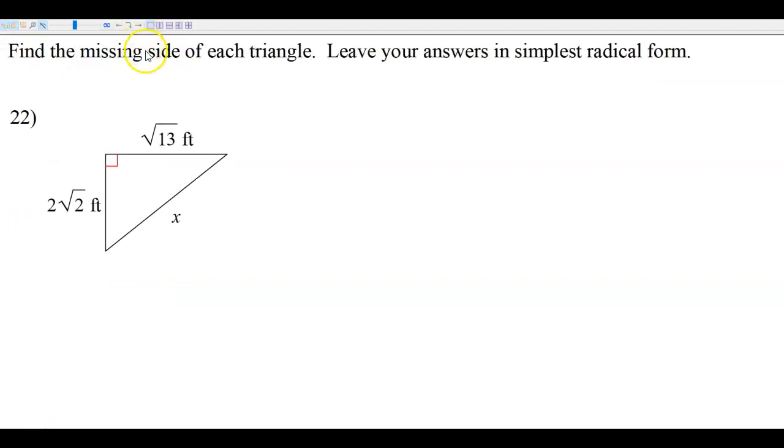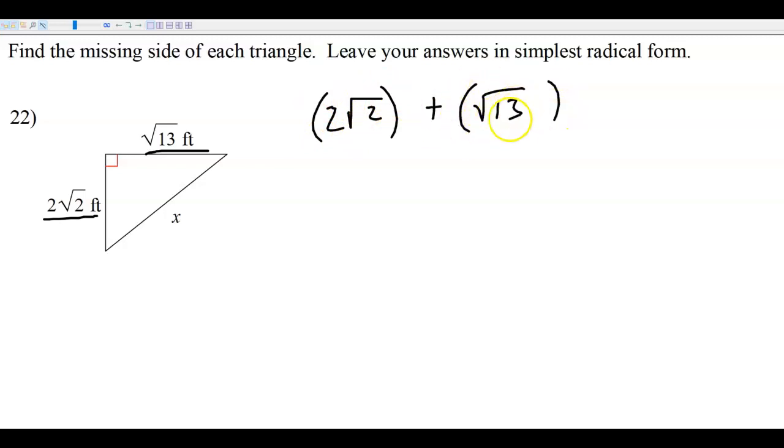All right, and for number 22, it says find the missing side of each triangle. Leave your answer in simplest radical form. Now notice that this is not a special right triangle, and they give me two sides. And when we have that situation, we're just going to go ahead and use Pythagorean's theorem. So you take each leg, you square them, meaning raise them to the second power, and you add them together. And that should be equal to the hypotenuse squared.